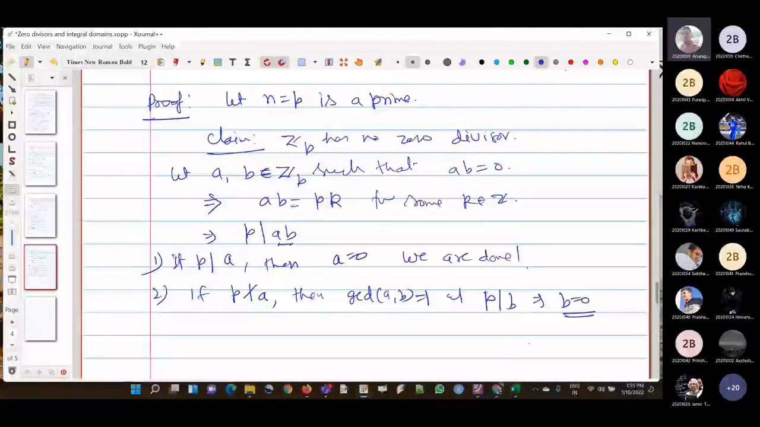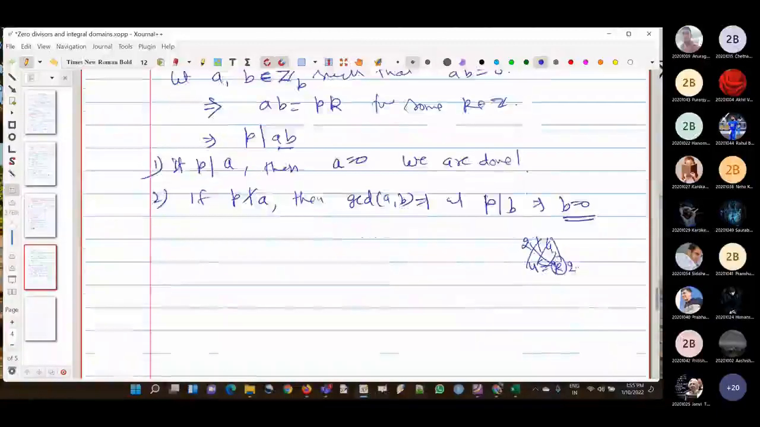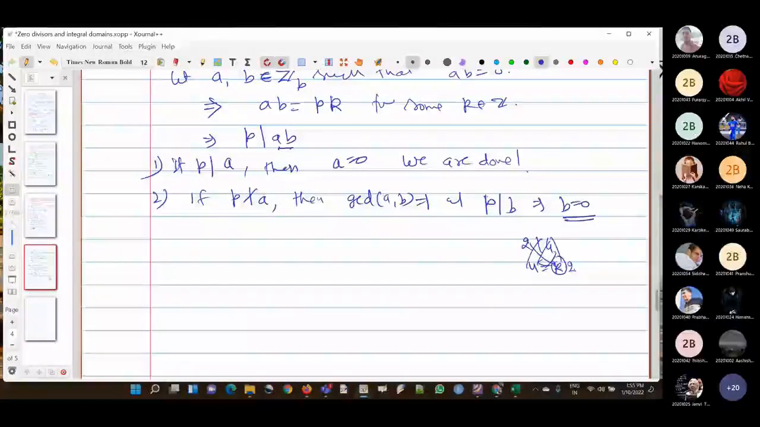समझ रहे हो आप? जब हम लिखते हैं कि 2 डिवाइड्स 4, तो इसका मतलब क्या है कि 4 इक्वल्स टू सम k टाइम्स 2. यही तो होगा ना? तो इसका मल्टीपल हो गया तो 0 हो जाएगा. ओके, ऑल राइट. So b has to be 0 in this case. So in both cases, either p divides a or p doesn't divide a, we have one of them is 0. Either a is 0 or b is 0. Fine. So it means what? Z_p has no zero divisor. This implies that Z_p is an integral domain.